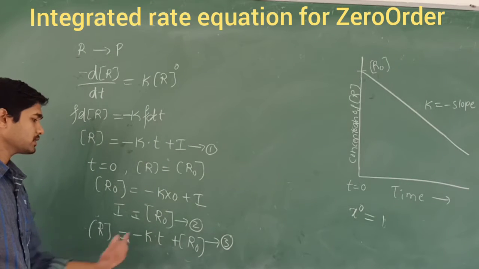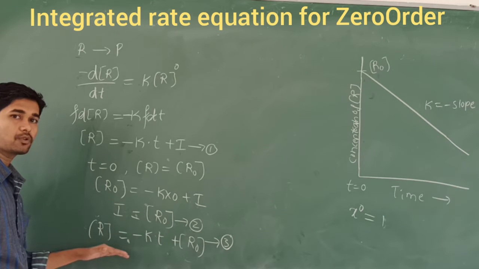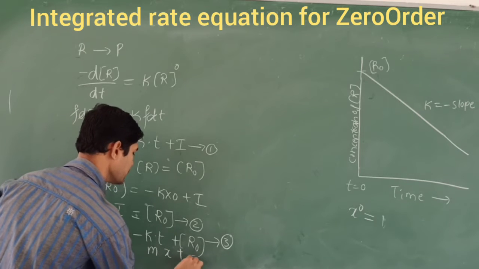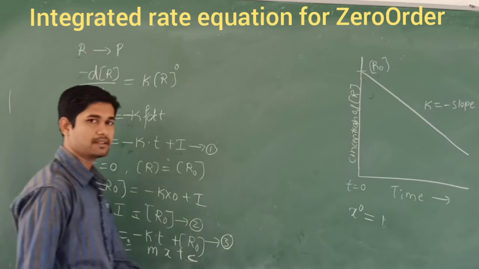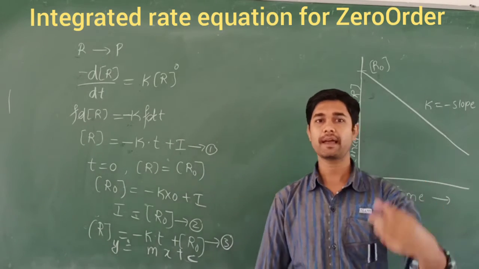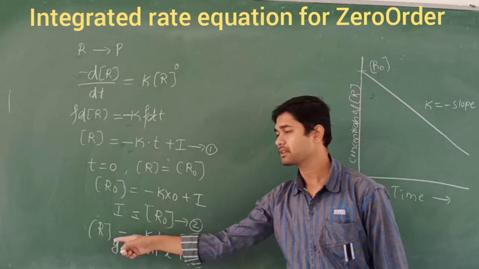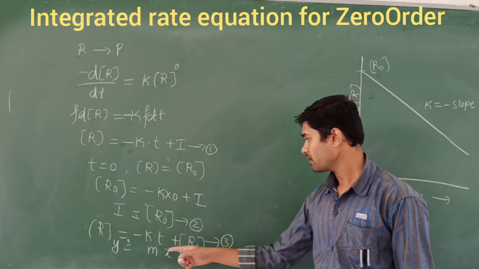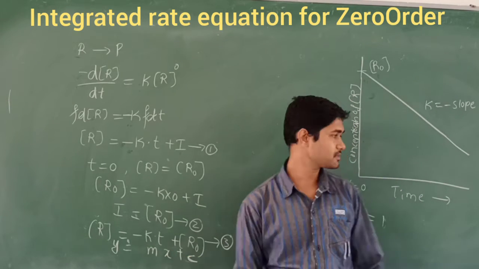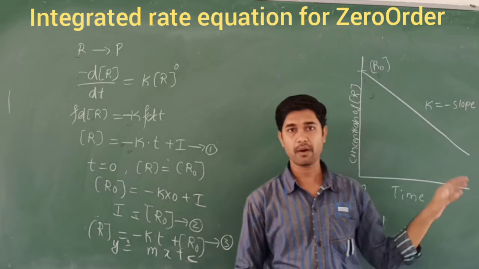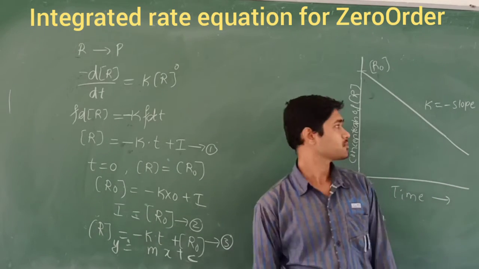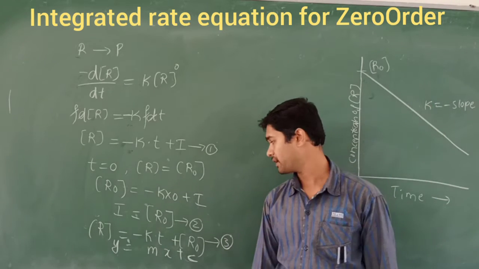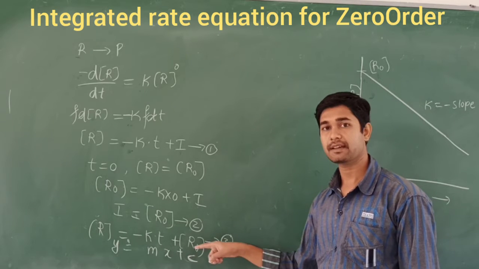Look at this equation number 3. It should be in the form y is equal to mx plus c, which always gives a straight line. Here y is the concentration of the reactant R, and x is time, so it is concentration of reactant versus time. What is m here? m is the slope, so slope is equal to minus k, or k is equal to minus slope. And c is the intercept value.